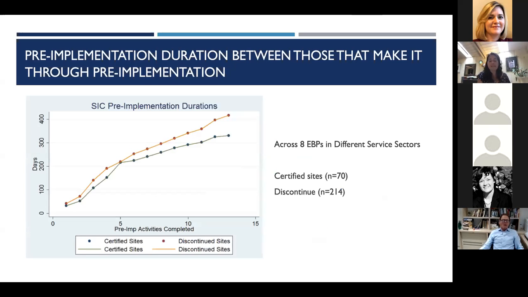But then we also have the matter of, you can do all these activities, but it really does matter the pacing in which you do them. So this graph represents teams where all of the teams made it through pre-implementation and they all did the exact same activities in pre-implementation. So there's no variation in terms of the proportion of activities that were completed. But what we see here is that the sites that ended up certifying, or going on to be successful, completed those activities at a faster pace than those that ended up discontinuing.